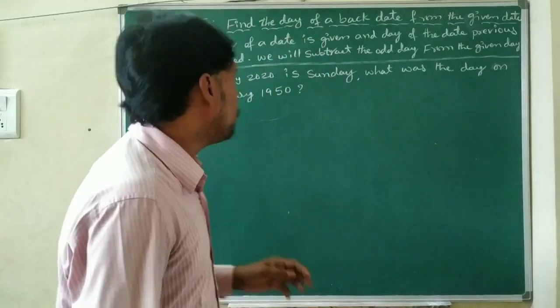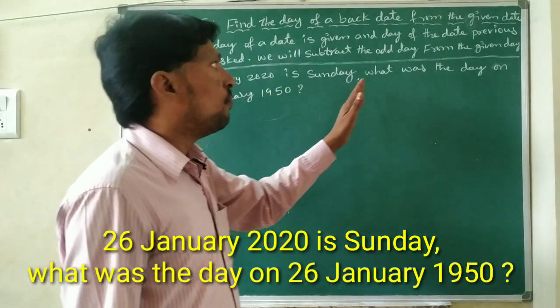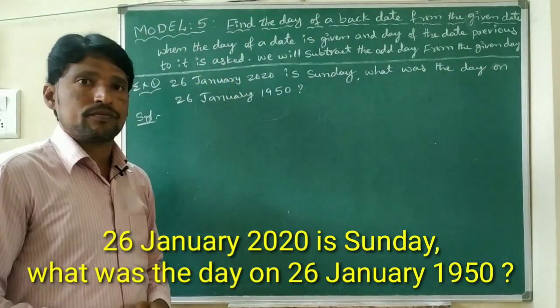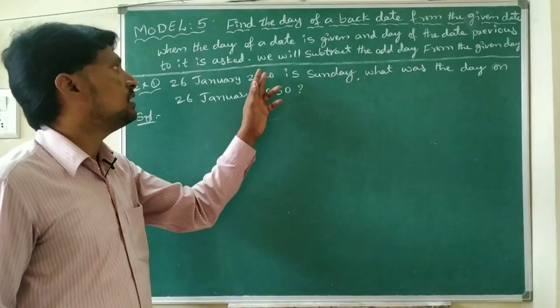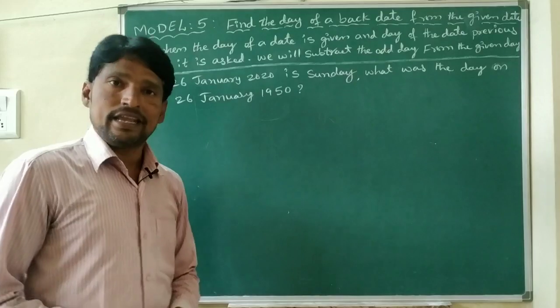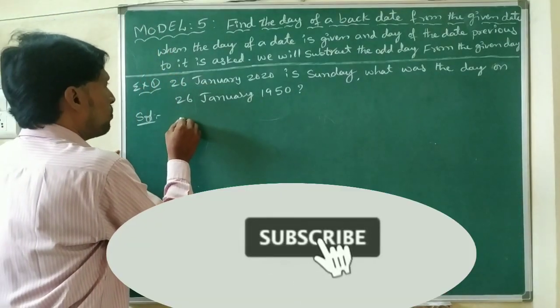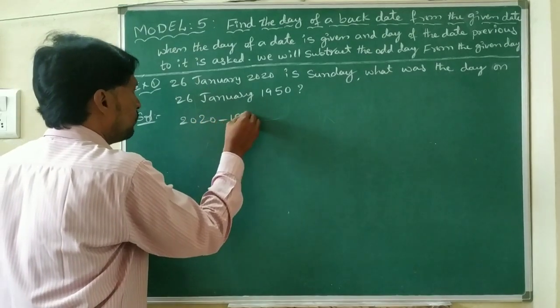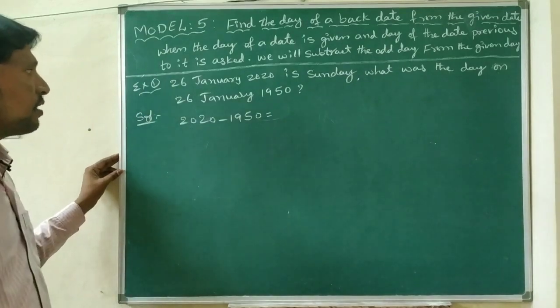So see one example. 26th January 2020 is Sunday. What is the day on 26th January 1950? Here the day and month are equal, they just differ by years. So we need to subtract the years, 2020 minus 1950.